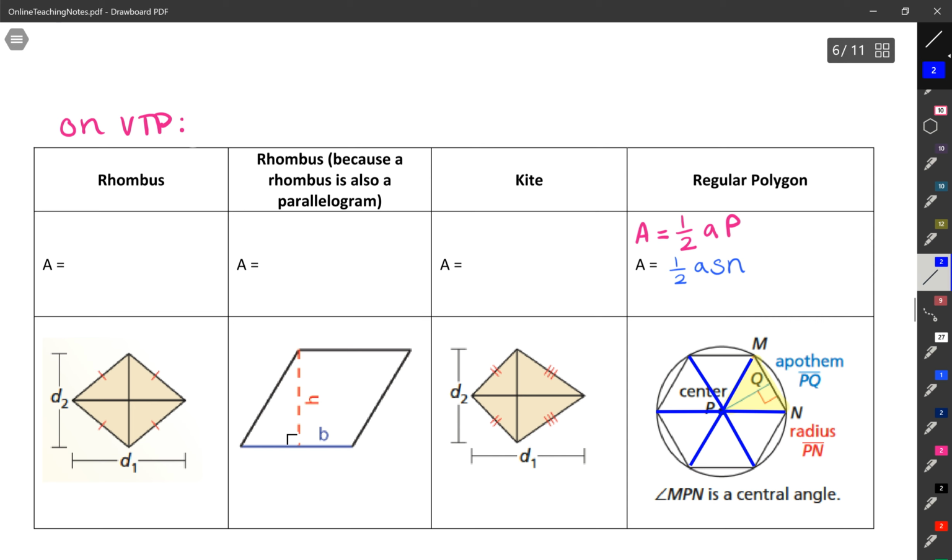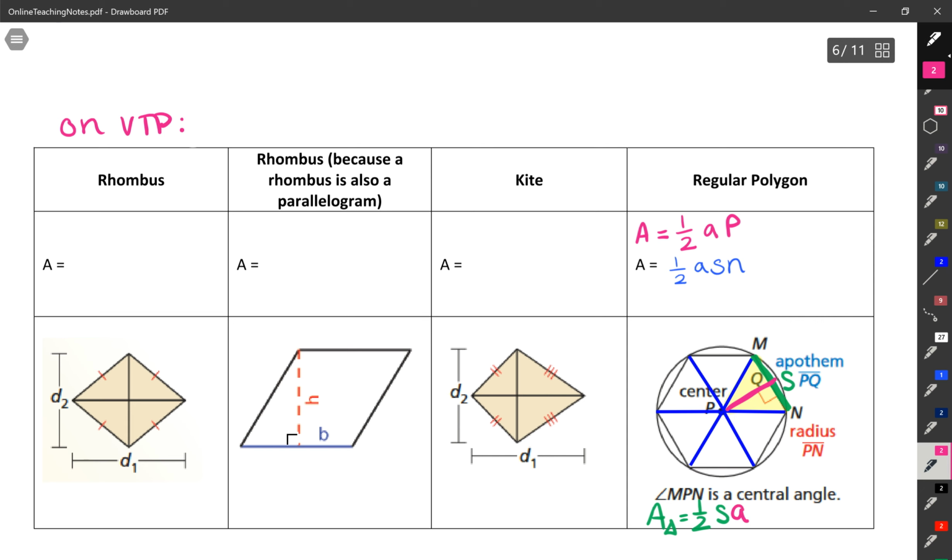So the area of a triangle is 1/2 base times height. So the area of one triangle would equal 1/2. Well, the base here, this right here is the base. That base is the side length. So 1/2 the base times the height. Now the height we can see right here is the apothem, 1/2 S times A. Well, that's the area of one triangle.